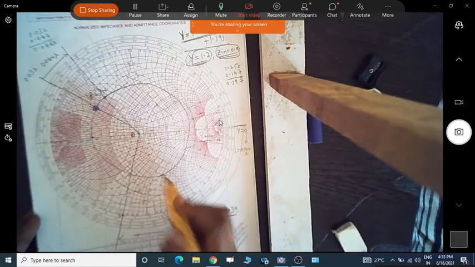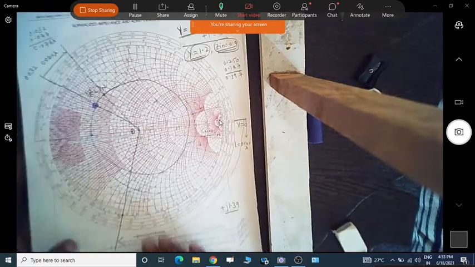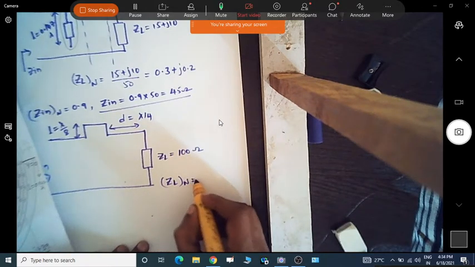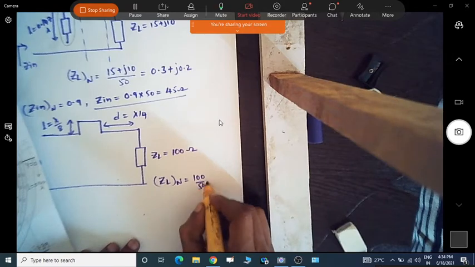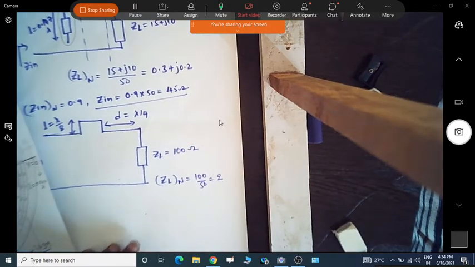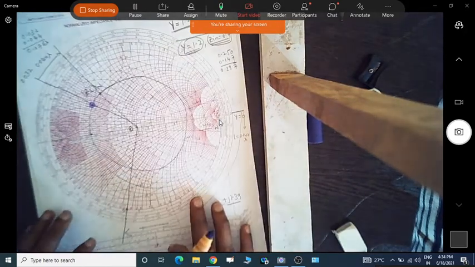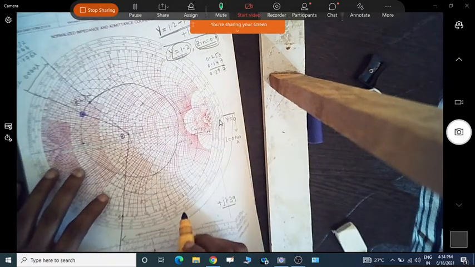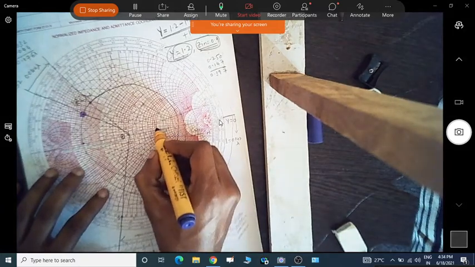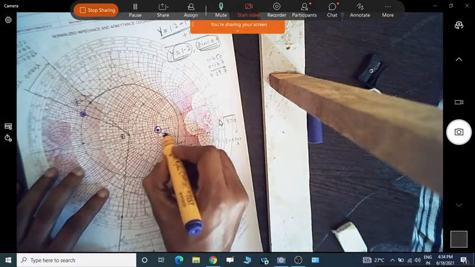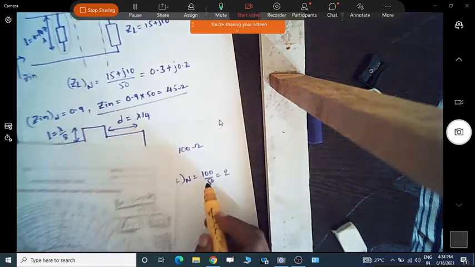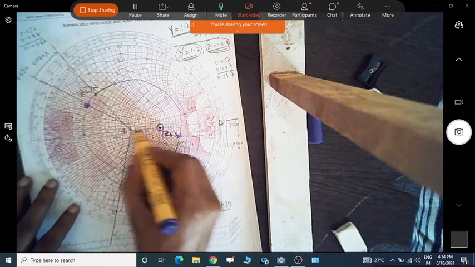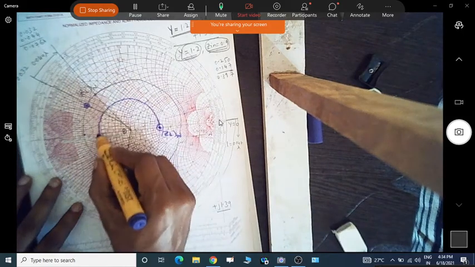So now we can see in this chart how we can do this. First we put the Z normalized value, which is equal to 100 by 50, which is equal to 2. Now we take this and locate where the resistance value is 2. So now we can see here the normalized ZLN for this particular problem, which is equal to 2. Now this is the value. So now taking this radius, draw the VSWR circle.